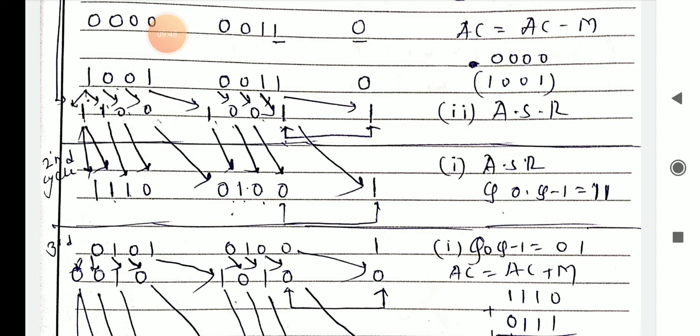you are getting 1. So again this is the second cycle completion, that's why you have to write an underline for the completion of that line. You should know. Next, 0 1: Q0 is 0, Q minus 1 is 1. So then you have to perform what? AC is equal to AC plus M. I have written here the operation: Q0, Q minus 1 is equal to 0 1, AC is equal to AC plus M. Okay, so first you have to perform that one.